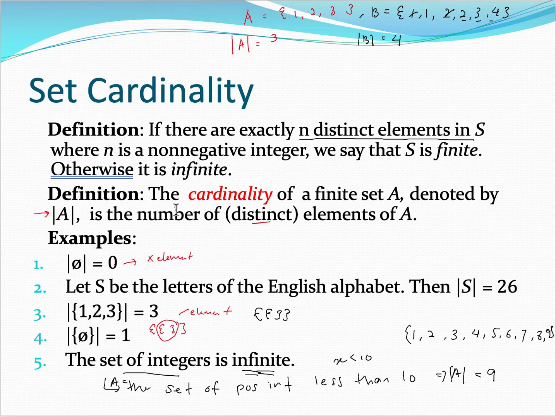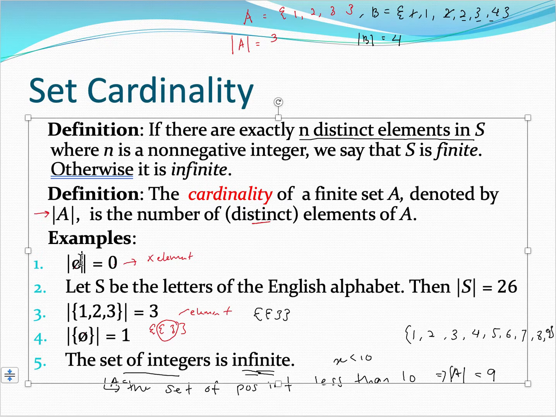The cardinality of a finite set A, denoted with this symbol, is the number of distinct elements of A. For example, here we have an empty set, so the number of elements in the empty set is 0, because there is no element in the empty set.